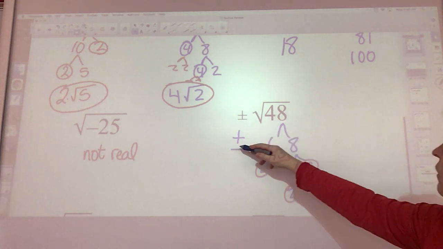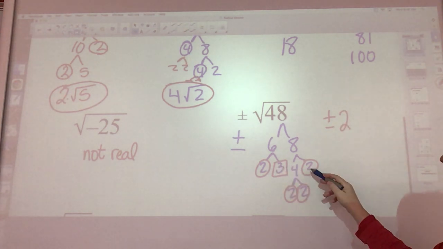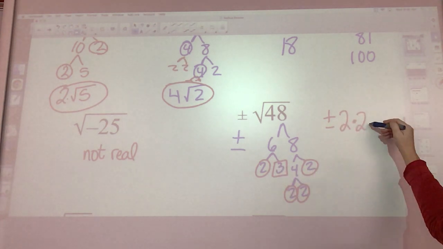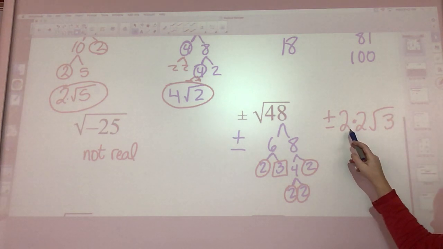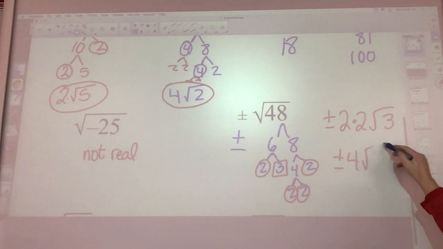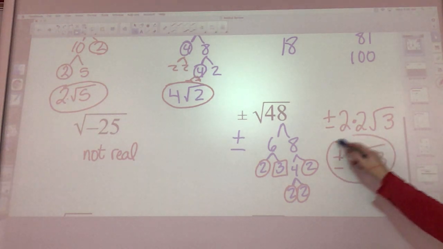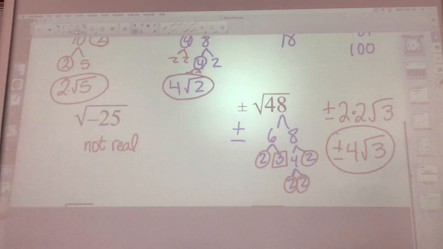Take out a 2, don't forget your plus or minus. Take out 1, 2, there's a pair. Take out another, and because these are all factors and this is a factor tree, 2 times 2 is 4. Final answer, positive or negative 4 square root of 3.